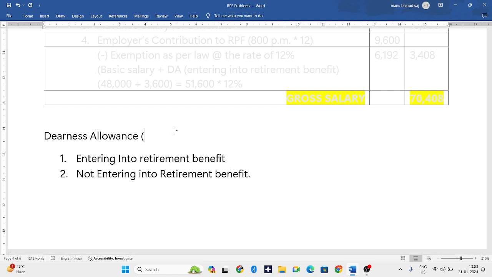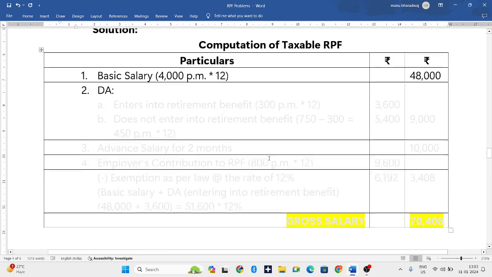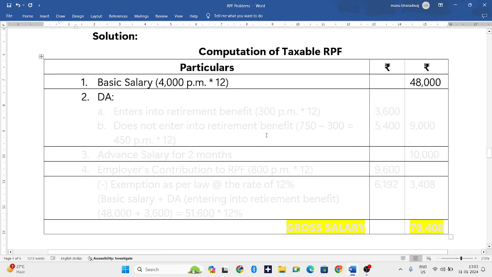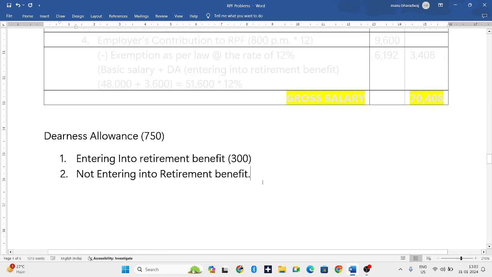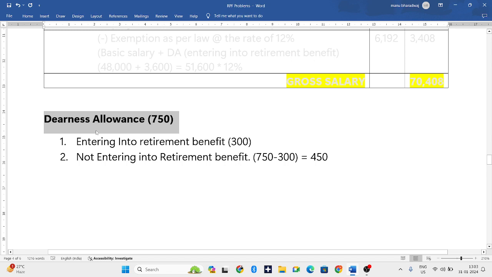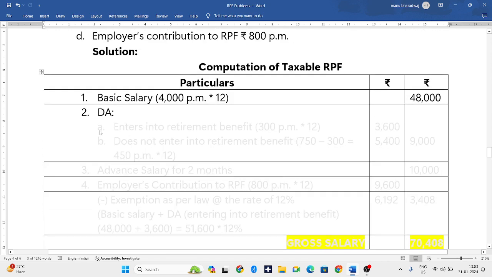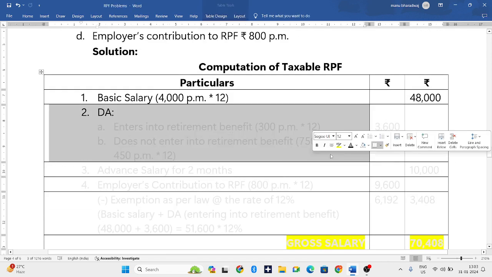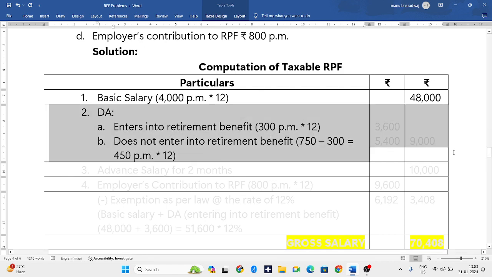The total dearness allowance is 750. Out of that 750, 300 rupees is entering into retirement benefit. So out of 750, 300 is entering to retirement benefit. The remaining, 750 minus 300, which is equal to 450, doesn't enter into retirement benefits. This is what you have to analyze in the case of DA. So there are two types: one entering into retirement benefits, another which doesn't enter into retirement benefits.